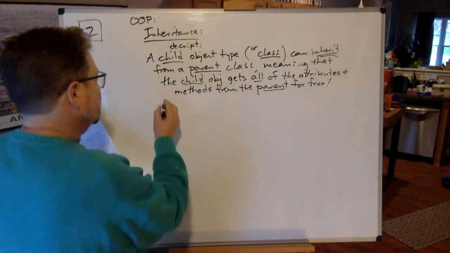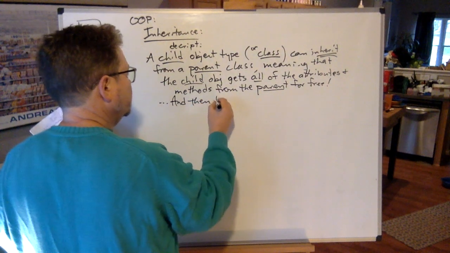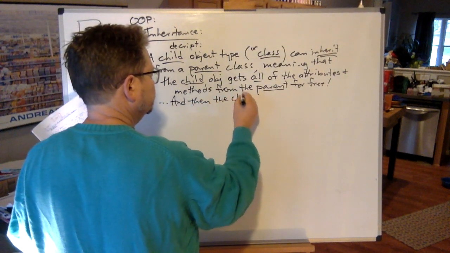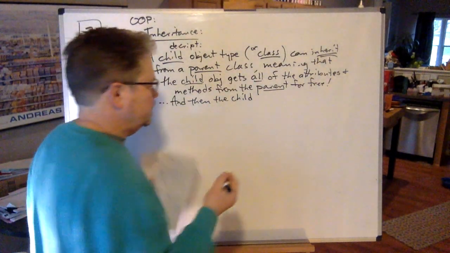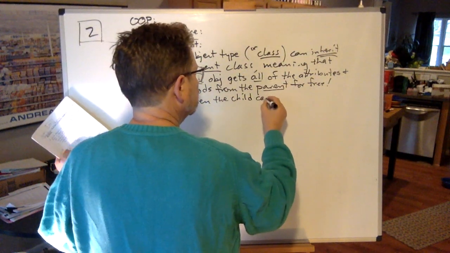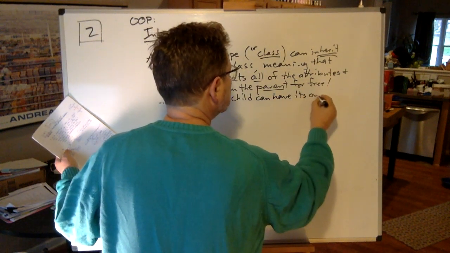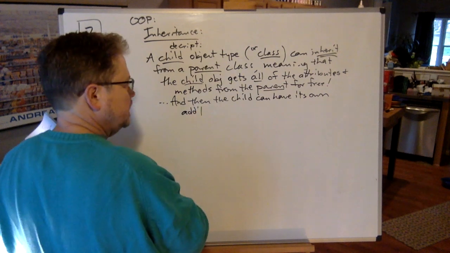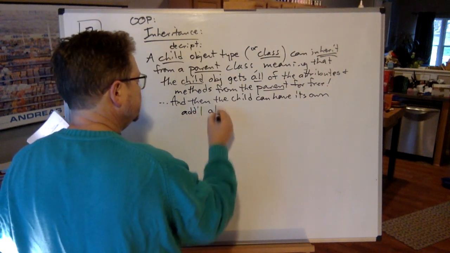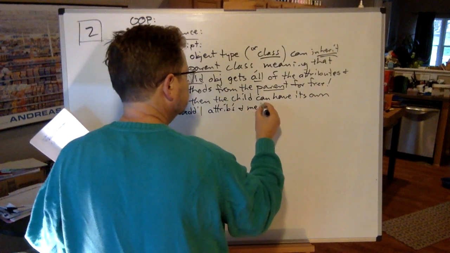And then the child can have its own additional attributes and methods.